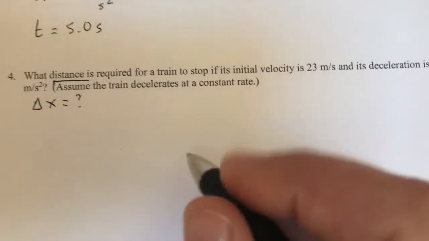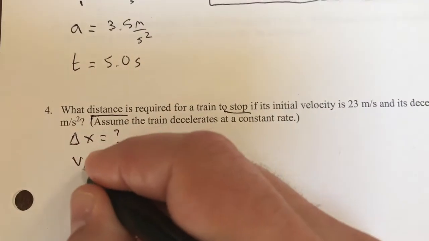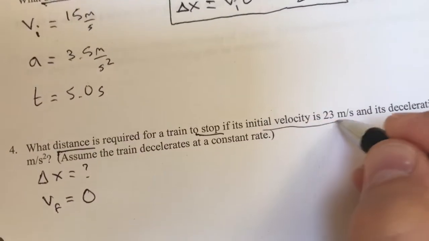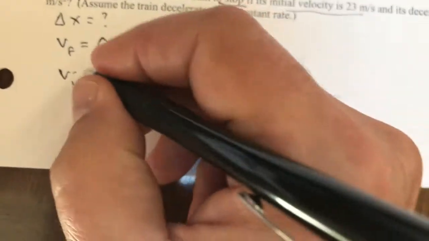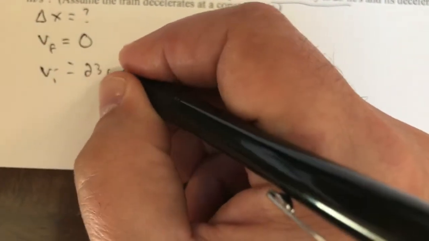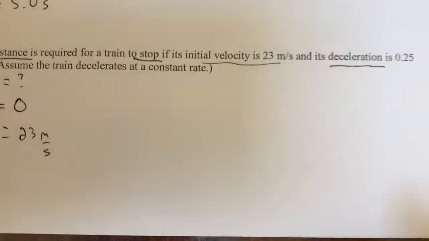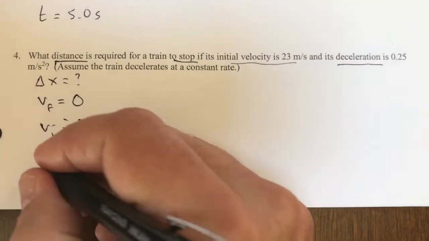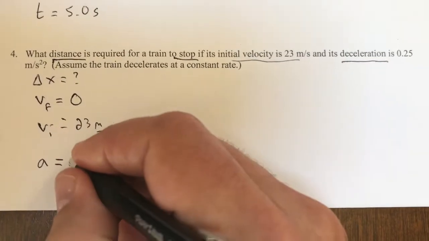And then it is required for a train to stop. What does stop mean? Well, that means a final velocity is 0, if its initial velocity is 23 meters per second, v initial equals 23 meters per second. And its deceleration, hey, that's not a technical word that we like so much, but what does that really mean? It really means you've got an acceleration that's negative. It's slowing things down in this case.